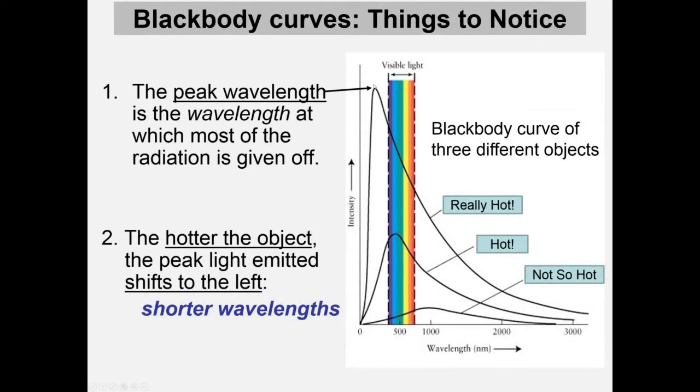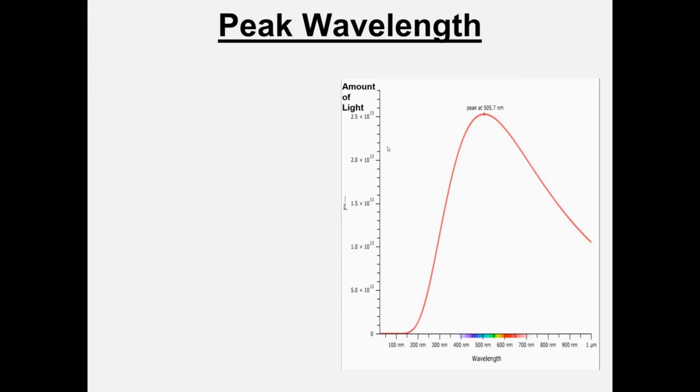The really hot object is putting out most of its light in UV. The not so hot object is putting out most of its light in infrared. And the simply hot object in the middle is putting out most of its light in the visible. All right, the hotter you get, the more you shift to lower wavelength, higher energy, and higher frequency. Which shouldn't be surprising, right? Of course, something that's hotter is going to be putting out more X-ray than you, right?